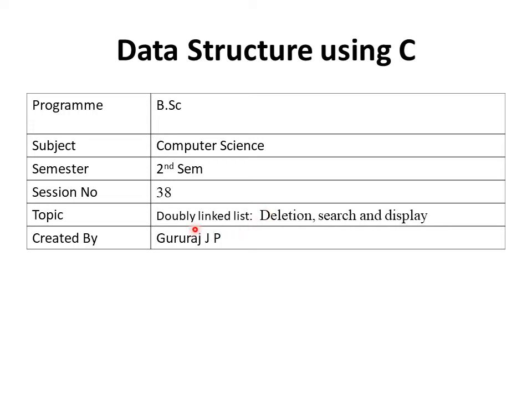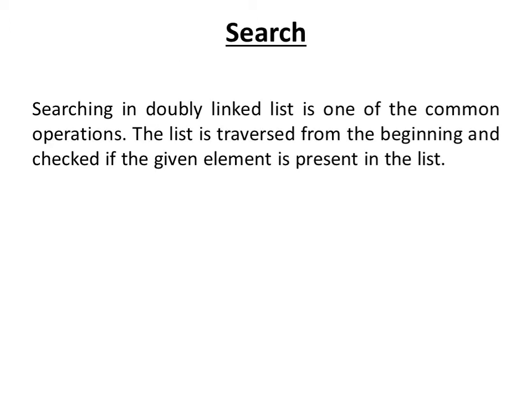In this session, I am going to explain deletion, search, and display operations of a double linked list. Now, let me explain what searching is. Searching is nothing but finding an element which we want. That means any element we require should be in the linked list. If it is there, it will find it and say the element is found. Otherwise, it will say no element was found.